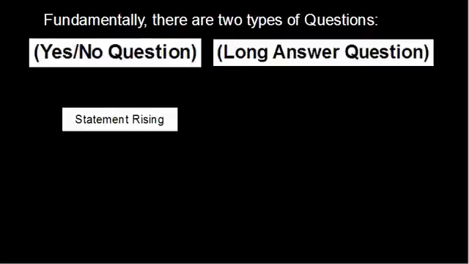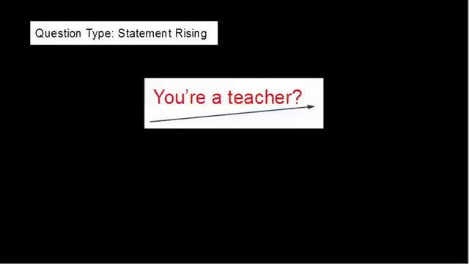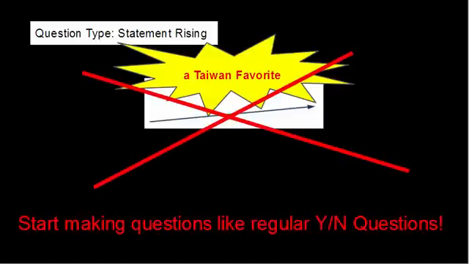Statements, statement rising. This is very important because I teach in Taiwan, and most of my students, when they ask a question, they grab for the statement rising question. You're a teacher? Okay, that's not really a question. It's you're a teacher. It's a statement. But when we make it a yes-no question, we change the direction of the intonation. You're a teacher? Sometimes the students don't know about this, but they try and say, you're a teacher? Yeah, Taiwan's favorite way of asking a question is using a statement rising question. I want you to understand that sometimes it's correct, but if you do it every single time, it's not correct. You need to start making questions like regular yes-no questions.